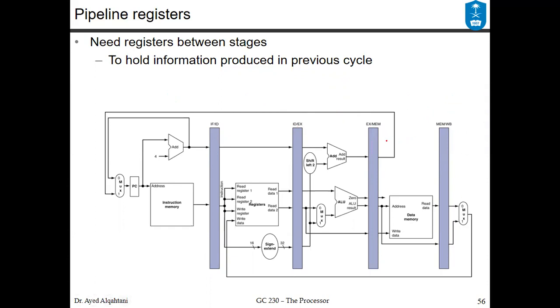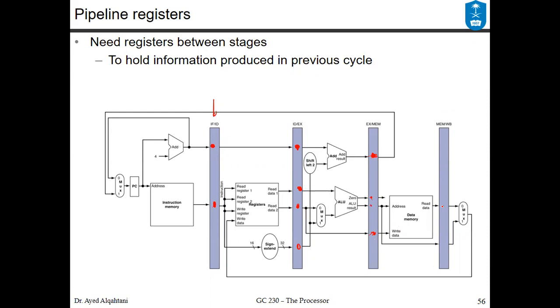Now, what kind of information are you saving? For example, in this one, you should save the PC plus 4. The result of PC plus 4 should be stored here, and along the way, you should keep it here until you might use it when the instruction moves to different stages. Similarly, you should save the instruction here. Here, you should save read data 1 and read data 2 and the sign extension. Similarly, here you need to get the outcome of the target address and the outcome of the ALU, and also the data of the second operand of the register file in case you are having a store.